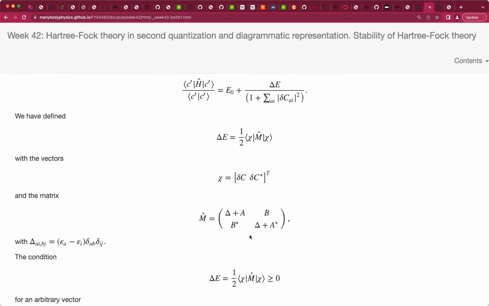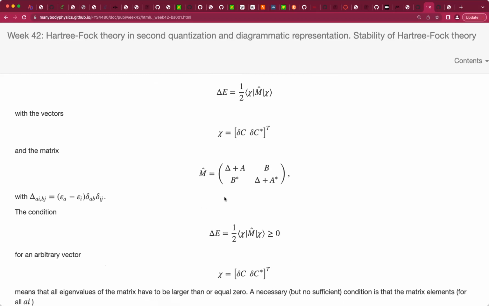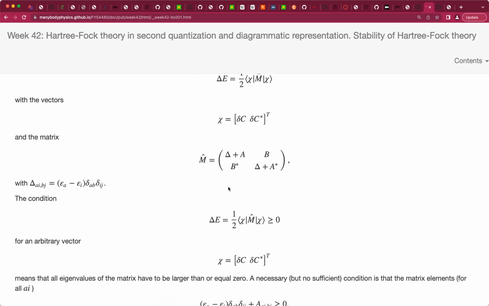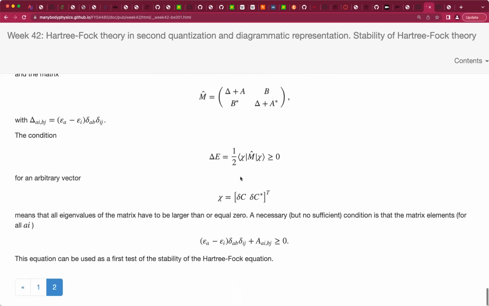And this matrix here, in order for it to fulfill the Hartree-Fock condition, this delta E should be larger or equal to 0 for the stability of the equations. Now, an important aspect is that when we diagonalize this matrix, it should be positive definite or semi-positive definite. And from that, you can read off a condition on the single particle states plus the diagonal matrix elements. There is a necessary but not sufficient relation in order for the matrix to be semi-positive definite.